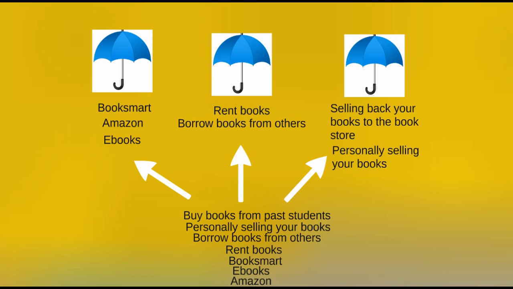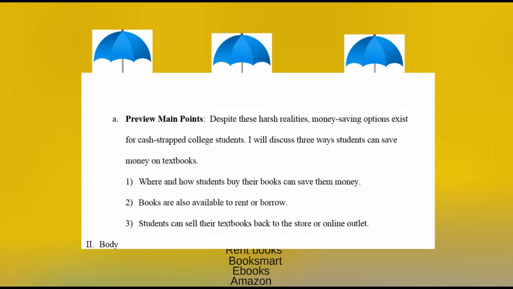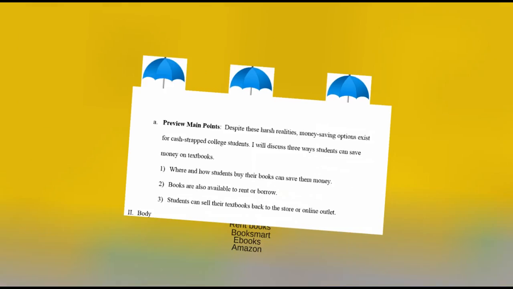So these really help me now kind of figure out how am I going to break down my speech. So it basically would break down like this, and you'll see right here at the bottom where 1, 2, and 3 are listed, where and how they can buy their books, books being available to rent and borrow, and students can sell their books back to the bookstore. Now, this is actually coming from a student example speech on how to save money on textbooks. This example is on my faculty page, so that can also be a guide for you to utilize.